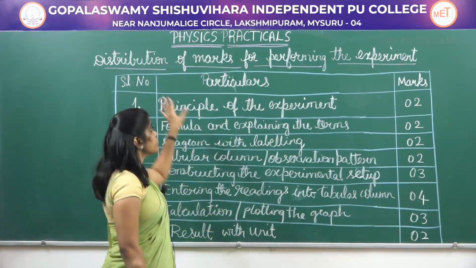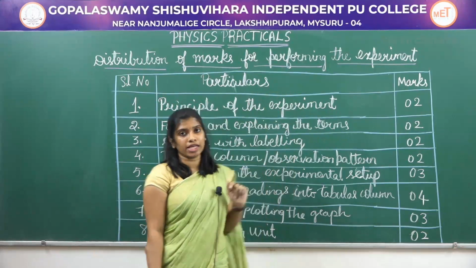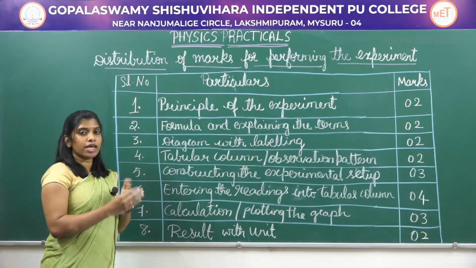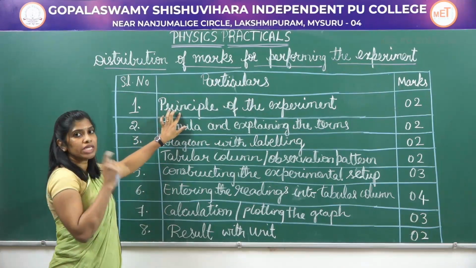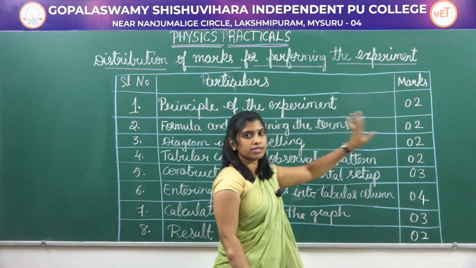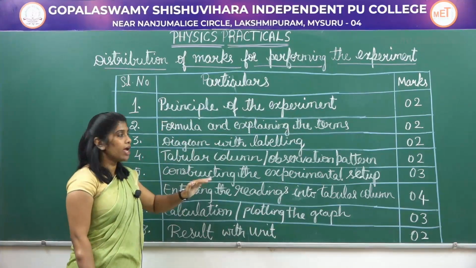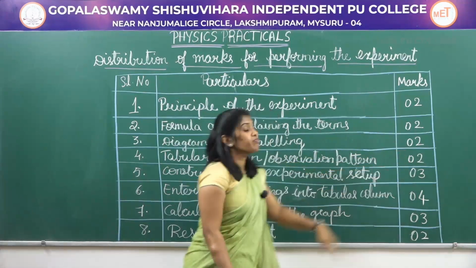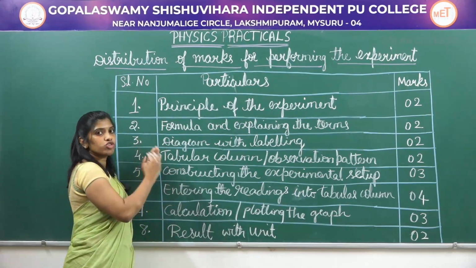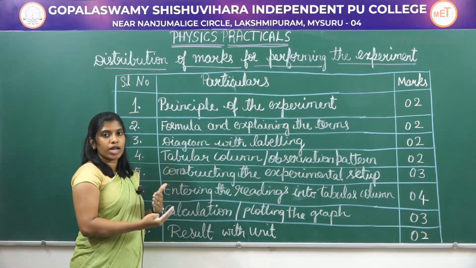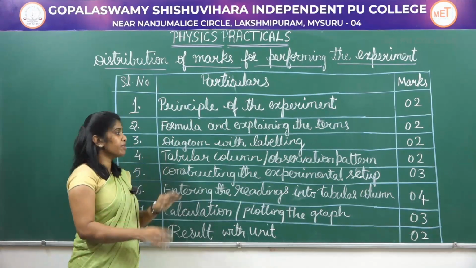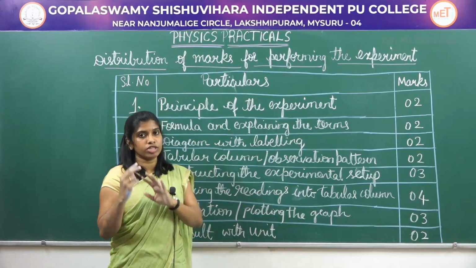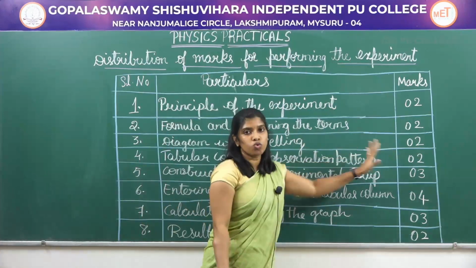Now let us see the distribution of marks for performing the experiment. For the experiment you have been allotted, you have to write the principle, and that carries 2 marks. Second, you have to write the formula and explain the terms in the formula. That carries 2 marks. Coming to the third one, you have to draw the diagram. If it is a circuit diagram or the diagram of the experiment, you have to draw it and label it. You have to label at least 2 parts of the diagram, and that carries 2 marks.